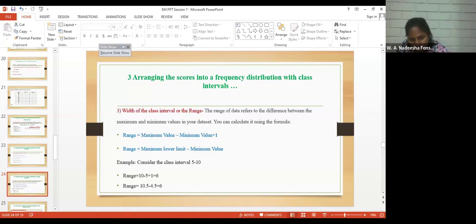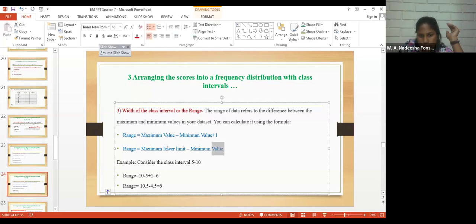If we use lower and higher limits, there is no need to add plus 1 here. Maximum lower limit minus minimum lower limit. Here it should be minimum lower limit. There is a printing mistake. Minimum lower limit.